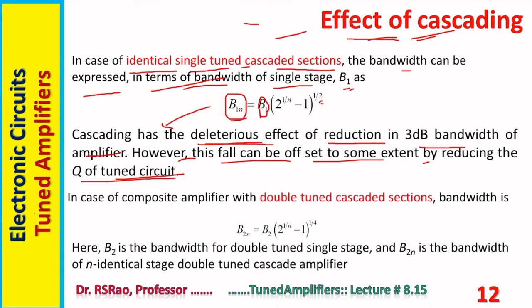In case of composite amplifier with double tuned cascaded sections, bandwidth is given by B2N, B2 being the individual double tuned section bandwidth, multiplied by (2 power 1/n minus 1) power 1/4. Here B2 is bandwidth of double tuned single stage, B2N is bandwidth of n identical stage double tuned cascade amplifier.